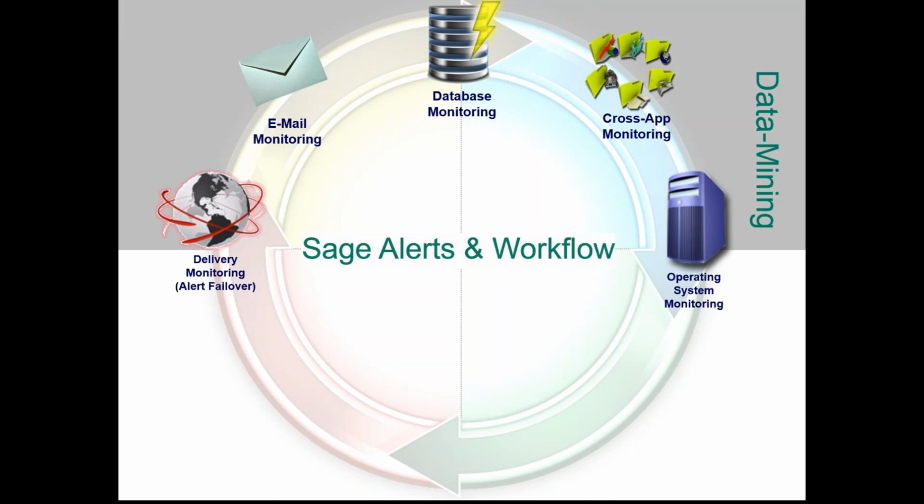So if you've got an invalid email address, if your email server is down, if you have an invalid cell phone text messaging number, Alerts and Workflow can detect that and actually fail over the alert. It can notify an alternate party. It can notify someone in IT that an alert did not get successfully delivered.